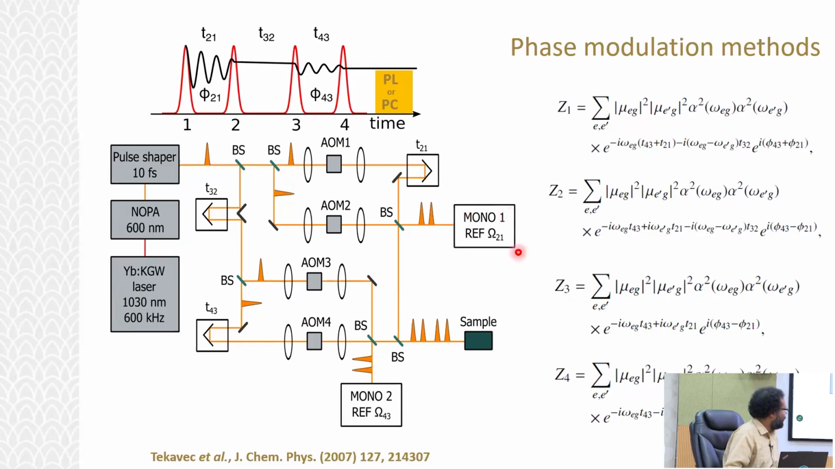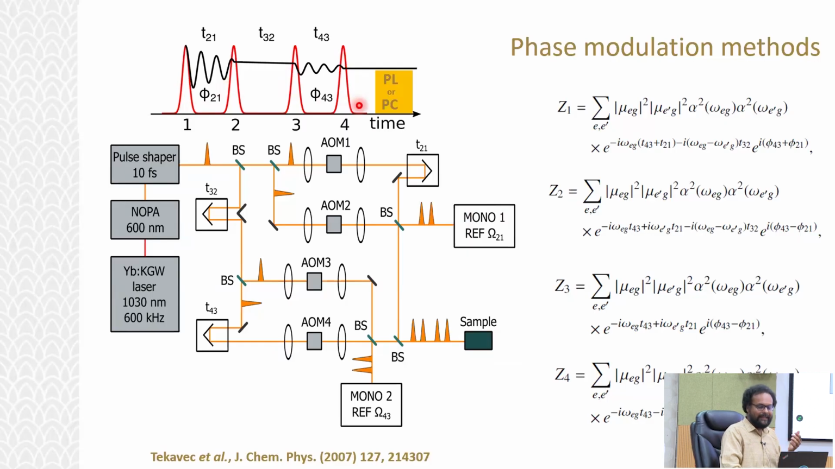Basically what you do is you take photoluminescence from the sample, connect it to your lock-in amplifier and demodulate the signal at the sum of the phase modulation differences and also the difference of the phase modulation differences.